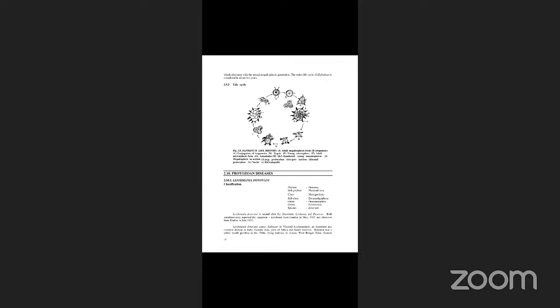Okay. Now we discuss various protozoan diseases. The first one is Leishmania donovani. It is named after the scientists Leishman and Donovan. Both simultaneously reported the organism: Leishman from London and Donovan from Madras. During 1903 itself, both of them individually reported it, and based on their names, it was named.